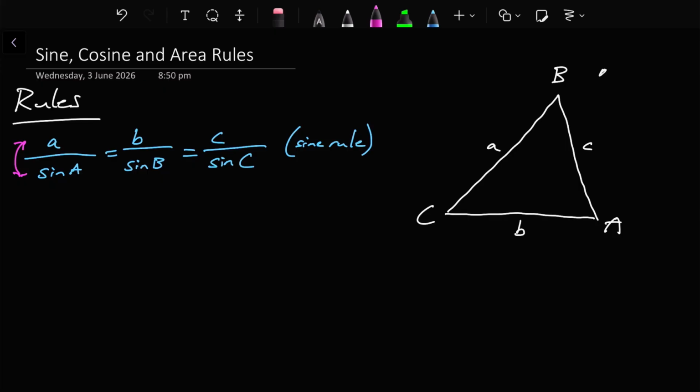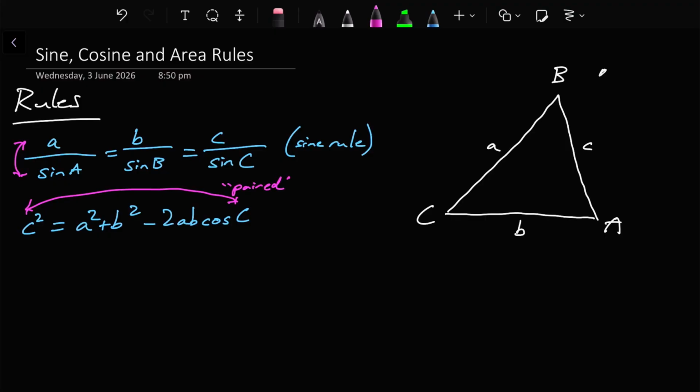That's the first one. The second one is the cosine rule, which tells us the order of the letters doesn't matter, but the position of them does. So what I mean by that is we can say c squared is equal to a squared plus b squared minus 2ab cos c, where c has to be the opposite angle to the side by itself, right? So these have to be quote unquote paired. Okay, this is the cosine rule.